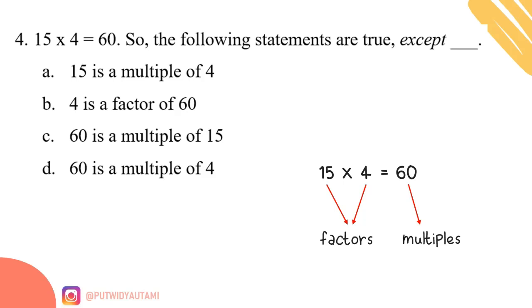So, which one is not true? 15 is a multiple of 4. Of course not. It's not a multiple. It's a factor. Right? Okay. So, that's the answer.